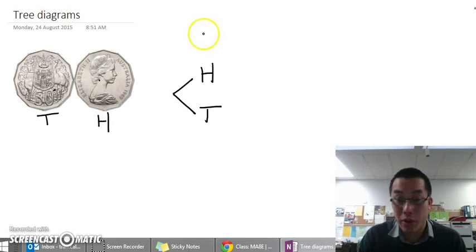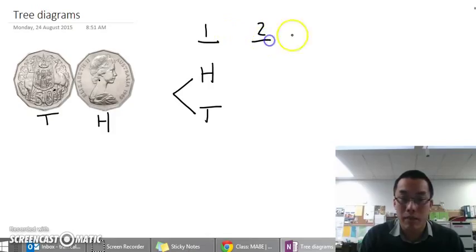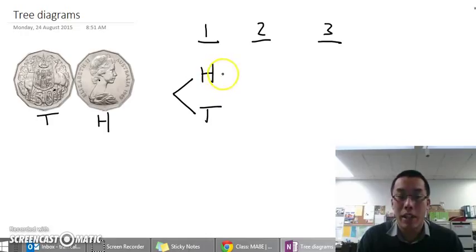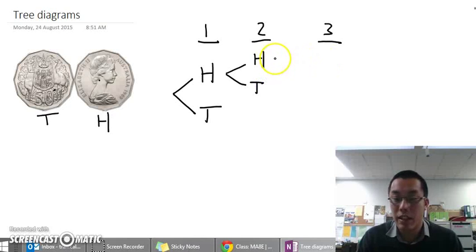We're going to flip a coin 3 times to look at all the possibilities that we could have. So this is the first flip, the second flip, and the third flip. So let's say we flipped it once and we got heads. Flip it again, we can get heads or tails again. So we can either get a heads or a tail. Let's flip the coin again. Let's say we got heads. Let's flip it again. You can get heads or tails again.